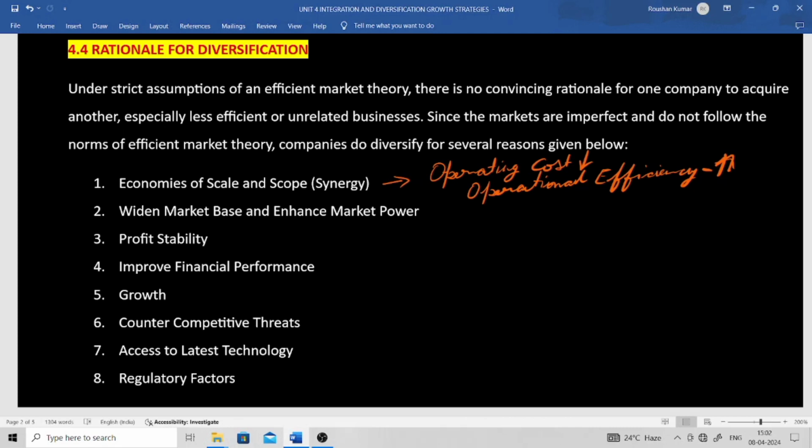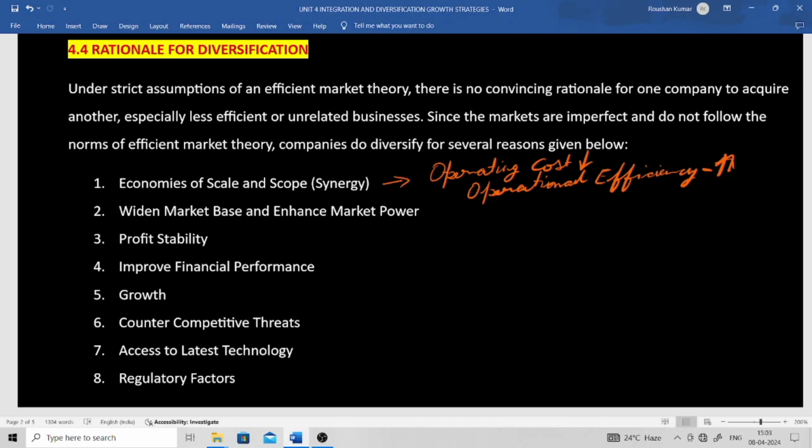And diversification widens the market base and enhances market power. A large number of collaborations and acquisitions are aimed at expanding the market for the firm's products. Mergers and acquisitions can increase a firm's market share when both firms are in the same business. If the combining firms are in the same business, then the market share increases.